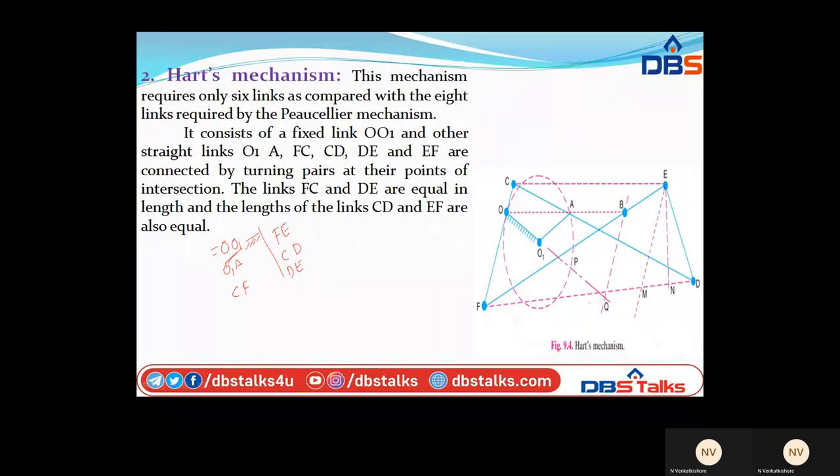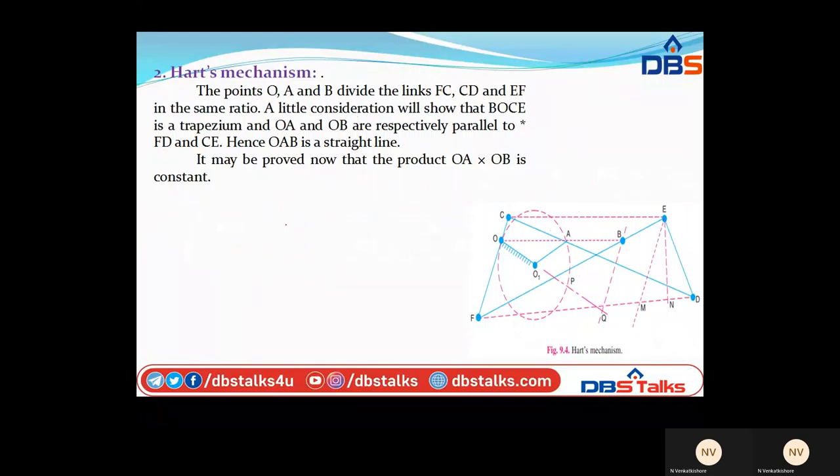Then the links FC and DE are equal in length, and at the same time FE and CD are also equal in length. Then which points are required for framing the straight line? The points O, A, B are the intersection points or divisions of the links. O is dividing the link CF, A is dividing the CD line, and B is dividing the EF line.